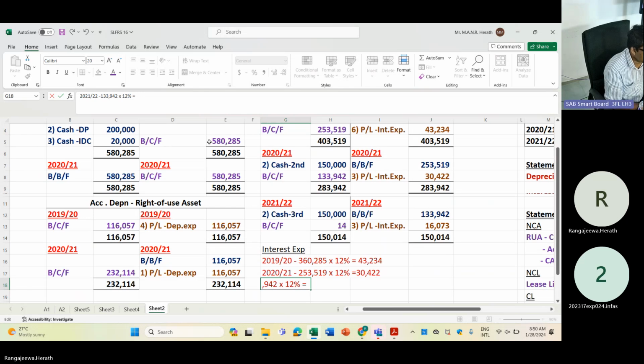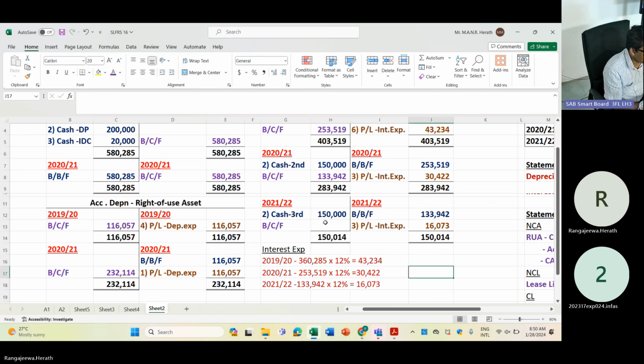How much? 16,073. And the interest rate on 16,073 interest. Carry forward the balance.